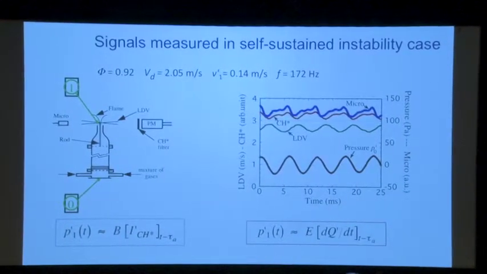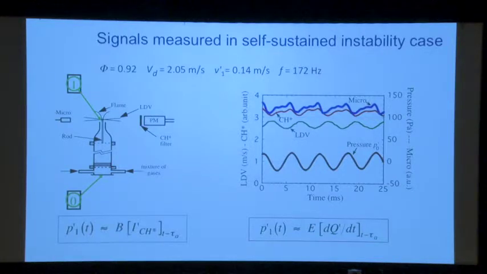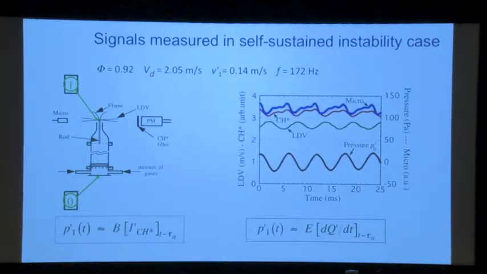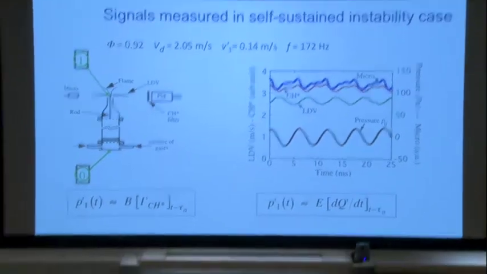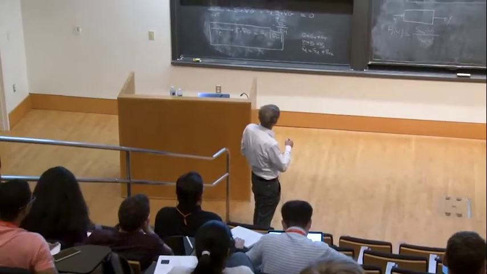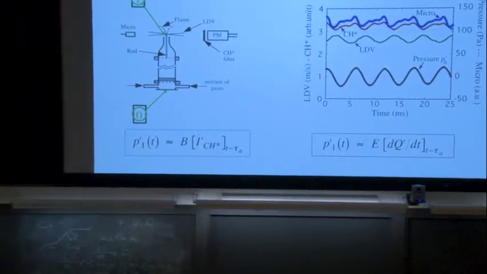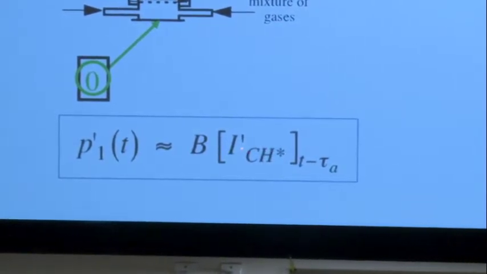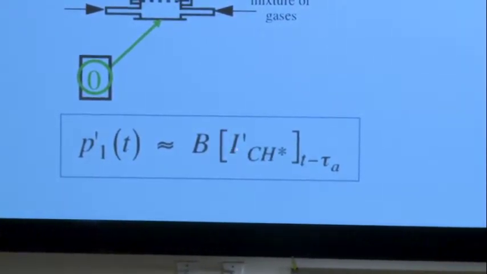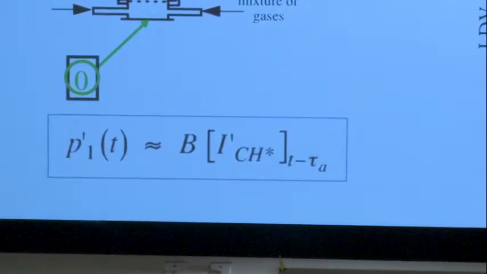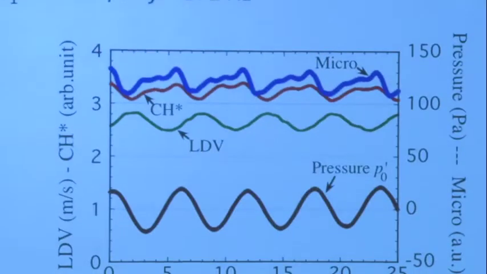And so we can look at the signals. And what we see, this is the microphone signal. This is the heat release signal, the LDV, and the pressure. All right, so we have these, and we find out that the pressure fluctuation here is proportional, in this case, to the intensity, to the heat release. It's strange, because in general, it was proportional to the time derivative, but when you look at the signals, it is much more just directly the intensity.